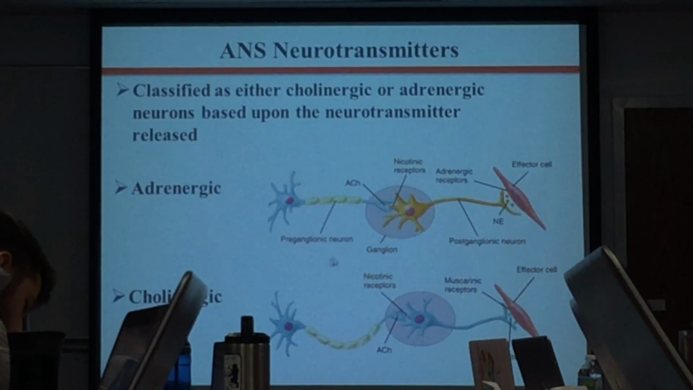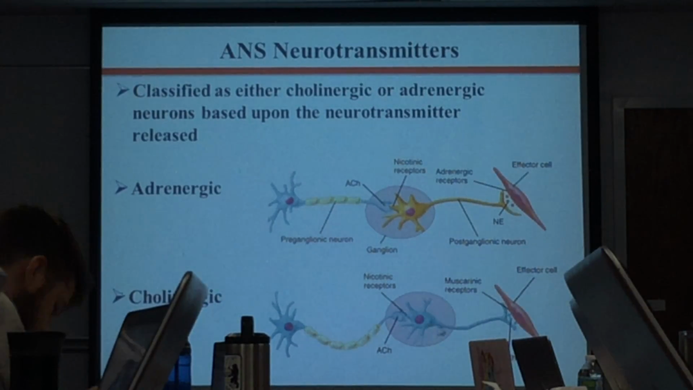So you have preganglionic neurons that release acetylcholine, which acts on nicotinic receptors, so the neuron gets excited, and then once the neuron gets excited, norepinephrine can be released and act on the receptor on the effectors. For the cholinergic neurons, acetylcholine is released here and acts on the nicotinic receptor, and here the second neuron gets activated and acetylcholine is released again, and the released acetylcholine activates the muscarinic receptor located on the effectors.